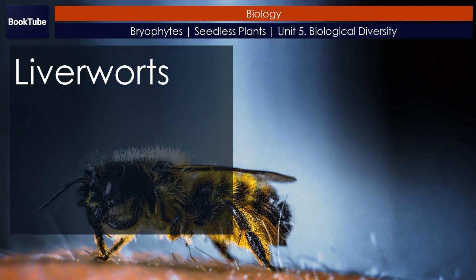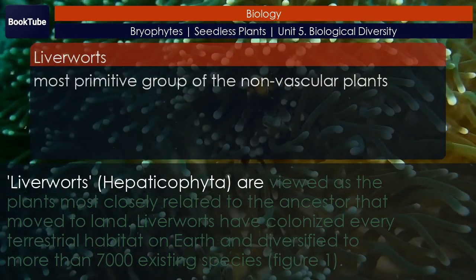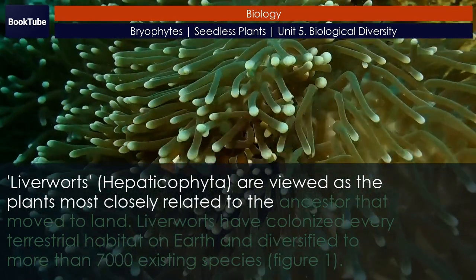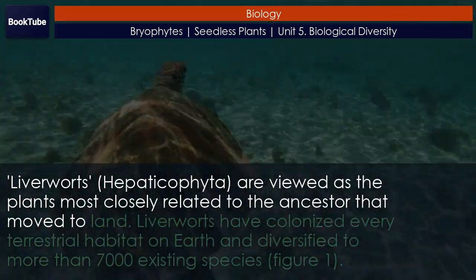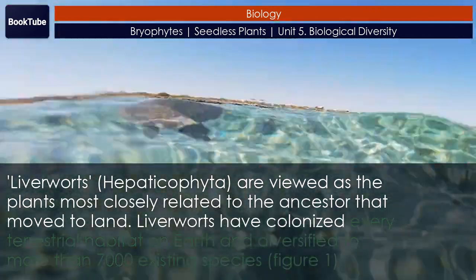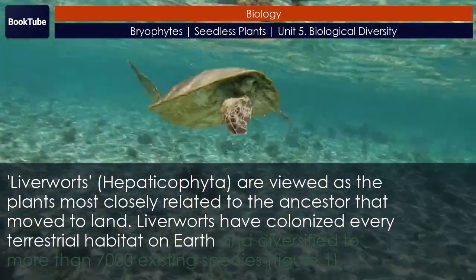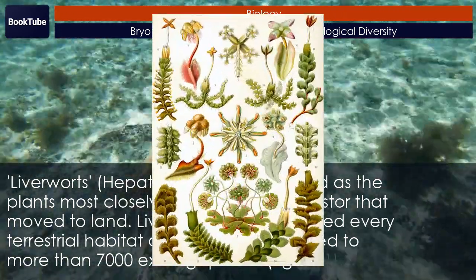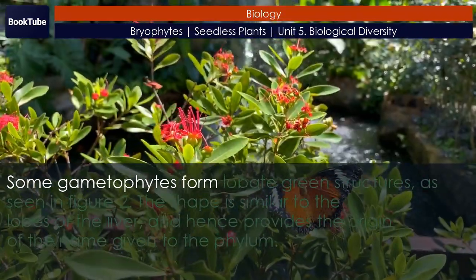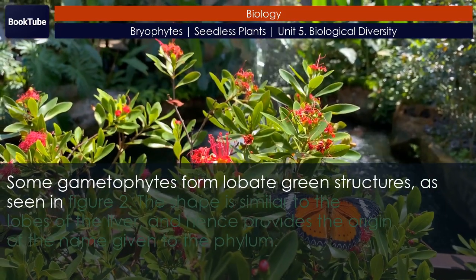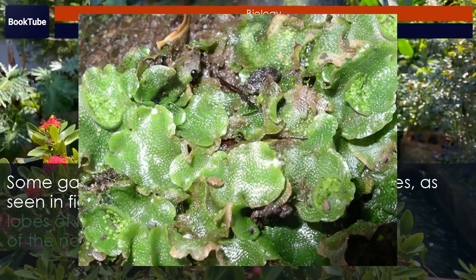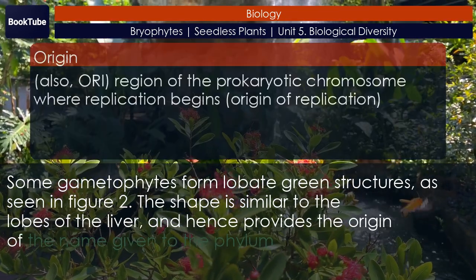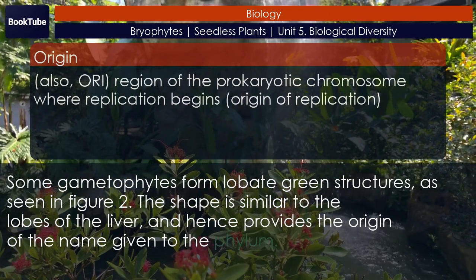Liverworts, Hepaticophyta, are viewed as the plants most closely related to the ancestor that moved to land. Liverworts have colonized every terrestrial habitat on Earth and diversified to more than 7,000 existing species. Figure 1. Some gametophytes form lobate green structures. As seen in Figure 2, the shape is similar to the lobes of the liver, and hence provides the origin of the name given to the phylum.